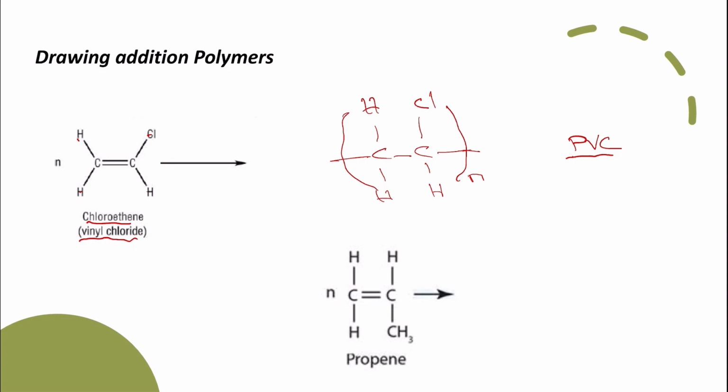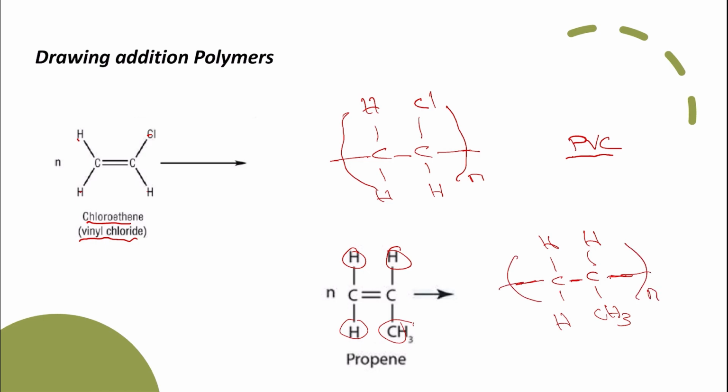Another example here is propene. So if you have n molecules of propene to give you the polymer, again replace the double bond with single bonds. Don't forget to draw the extra bonds on both sides, and then we draw all the other atoms: the hydrogen, the methyl here, and then hydrogen and hydrogen. And then we put the brackets and then the letter n. This is polypropene, and this is the repeated unit here. We have three carbon atoms, 1, 2, and 3. So this is the polypropene.